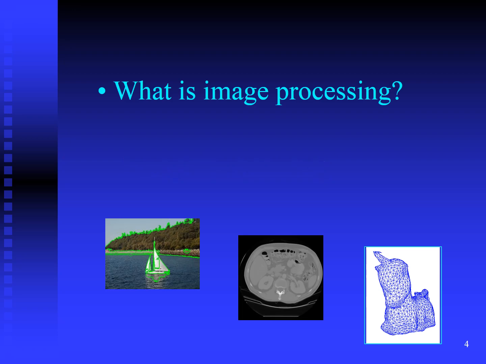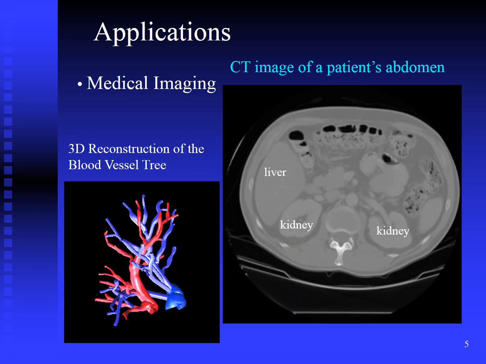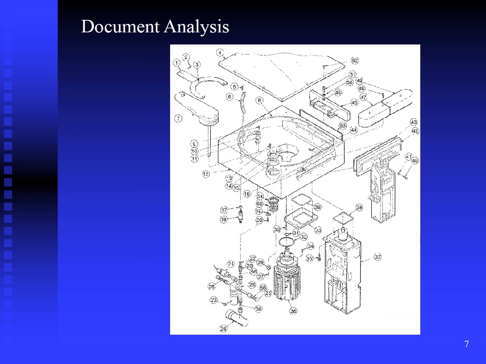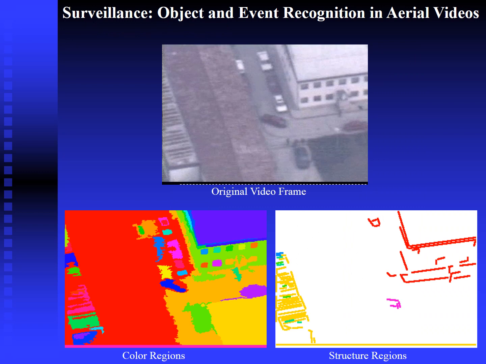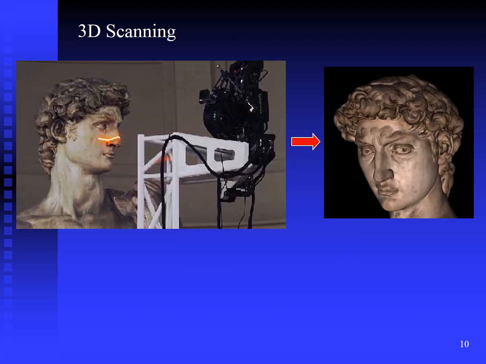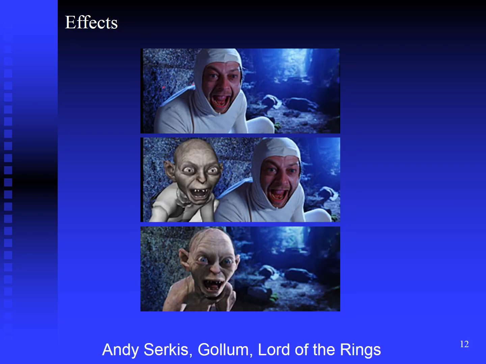Image processing. What is image processing? Image processing is a method that we perform on an image to get some suitable information or enhance the quality of any image. It has application in all walks of life: medical imaging, robotics, document analysis, surveillance cameras, video analysis, 3D scanning, almost everywhere. Motion capture, games, effects in a movie, everywhere.